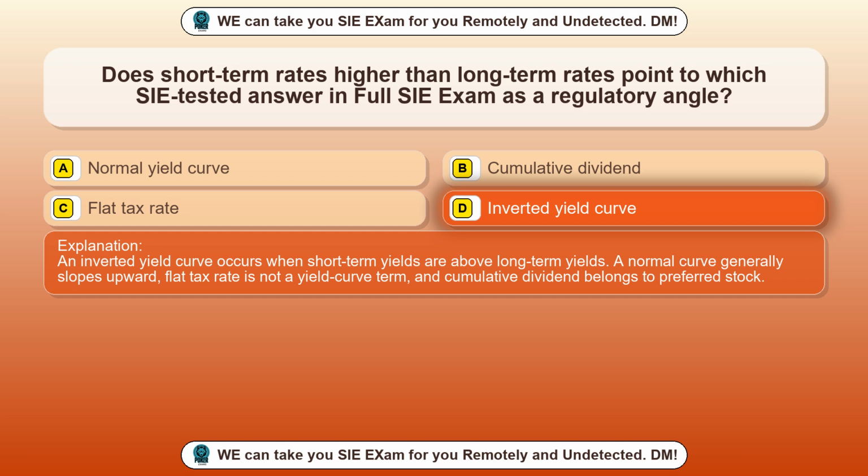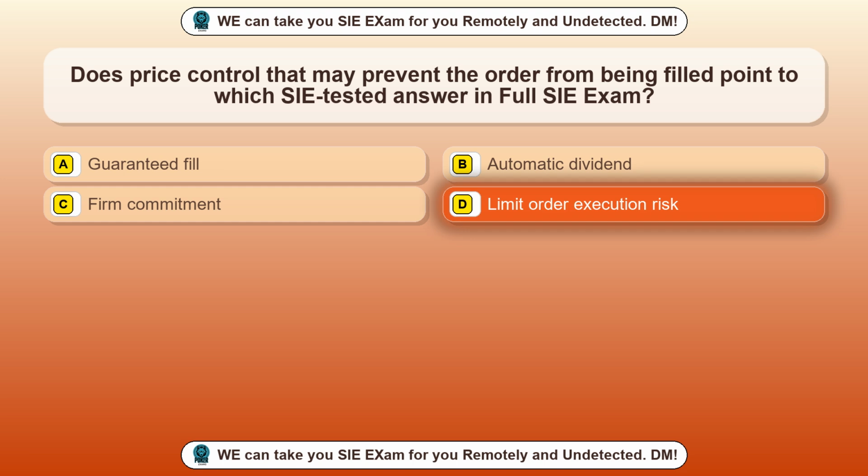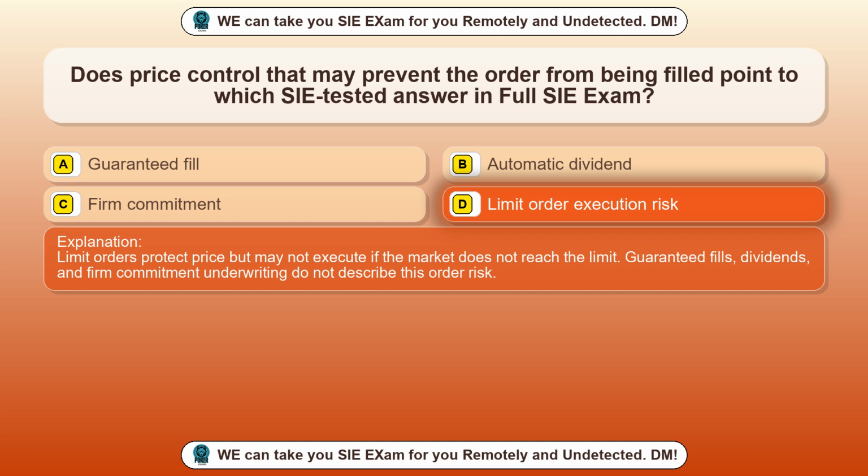Question 39. Does a price control that may prevent the order from being filled point to which SIE tested answer in the full SIE exam? Option A, guaranteed fill. Option B, automatic dividend. Option C, firm commitment. Option D, limit order execution risk. The correct answer is option D, limit order execution risk. Limit orders protect price but may not execute if the market does not reach the limit. Guaranteed fills, dividends, and firm commitment underwriting do not describe this order risk.